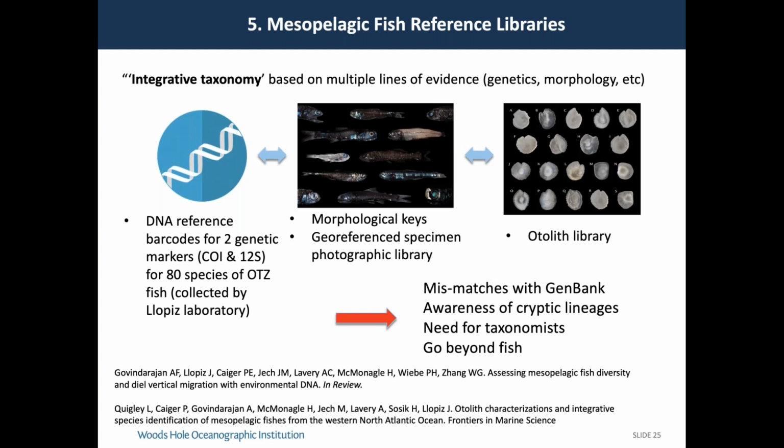It can also lead to awareness of cryptic lineages, where species look similar but, in fact, at the genetic level, they may be pretty divergent. This work also stresses that even though we're doing this molecular work, we still need the traditional taxonomies to make sure that our identifications are correct.